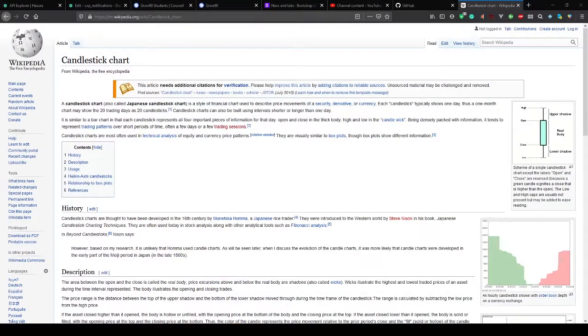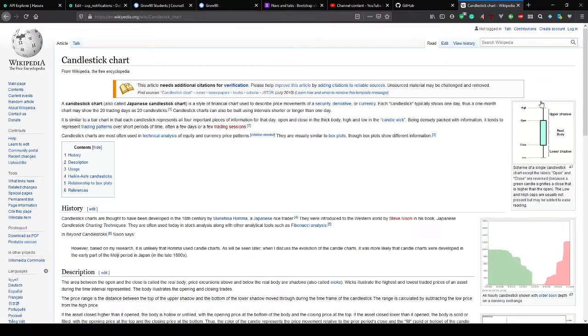As per the Wikipedia definition, a candlestick chart, also called a Japanese candlestick, is a style of financial chart used to describe price movement of a security, derivative or currency. Each candlestick typically shows one day, thus a 1 month chart shows 20 trading days as 20 candlesticks. Alright, so this is a Japanese candlestick.